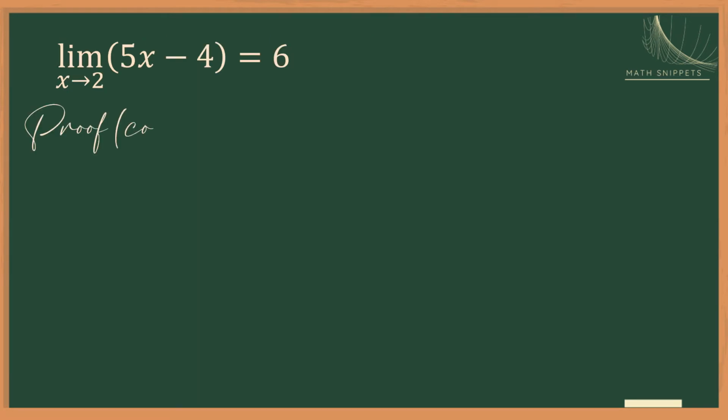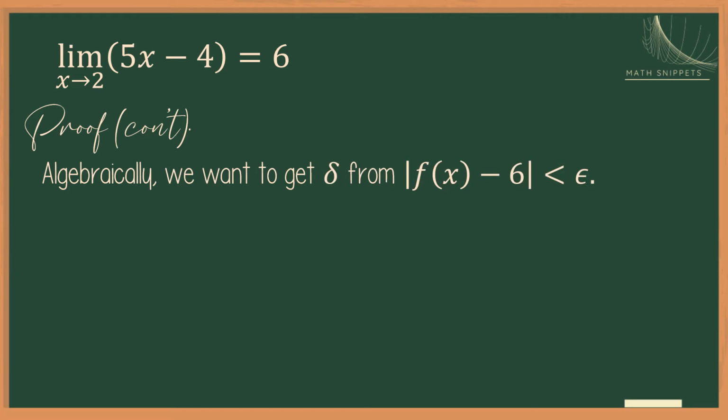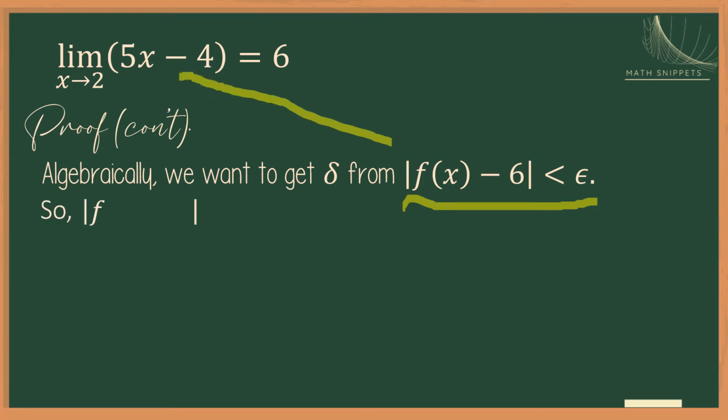So we will work on this algebraically. We want to get a delta such that the absolute value of f of x minus 6 is less than epsilon. So f of x is this function. We just substitute that for f of x and proceed to work on it algebraically.